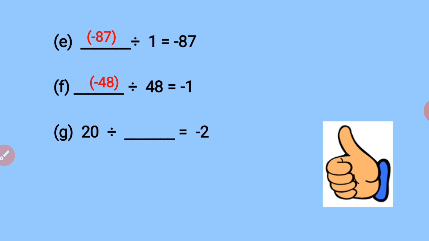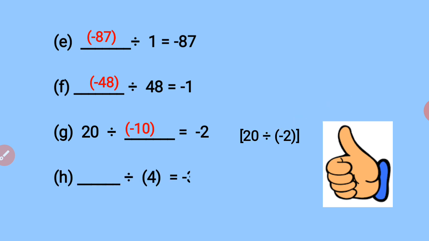Here, 20 is to be divided by what to get a 2? It has to be 10. But with a minus sign in it because 1 negative, 1 positive, then only the answer will be negative. Next, 12 with a minus sign, because 4 3s are 12. We all know that. And that minus sign has to be there.